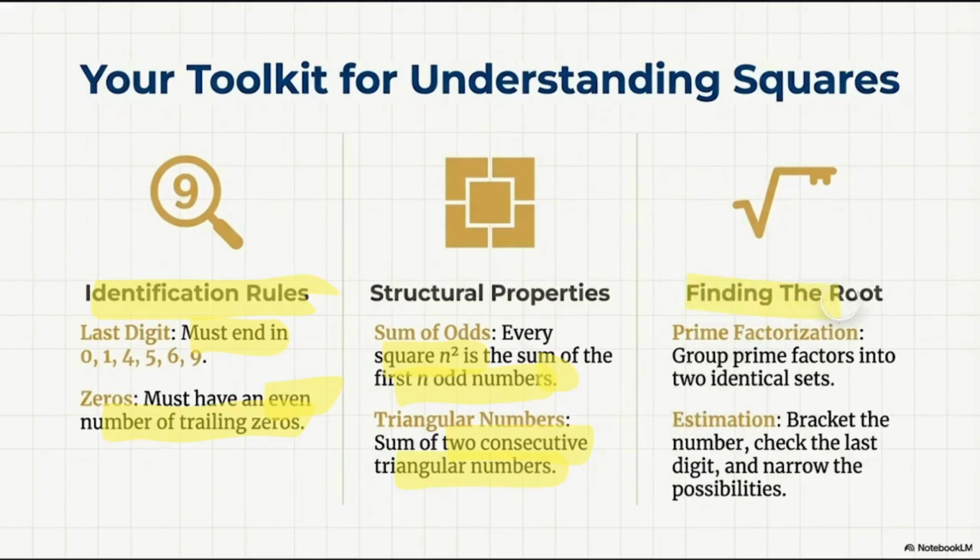Now next, finding square root. For finding square root, we have used two methods. First is prime factorization: group the prime factors into two identical sets and take one set, that will be the square root. Second method, the estimation method: bracket it, check the last digit and narrow the possibilities. Right? We have done that. But sometimes we get a number which is not an exact square, which is not a perfect square, but still we have to estimate its square root. How can you estimate?